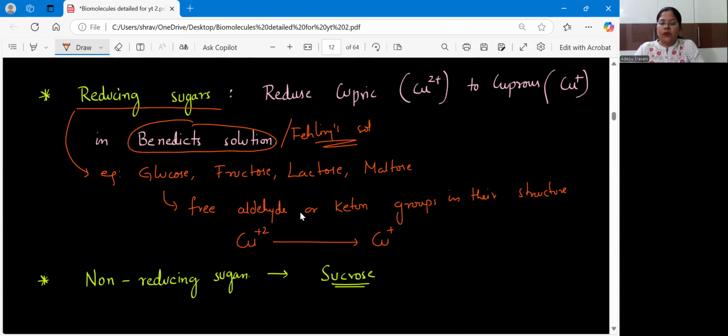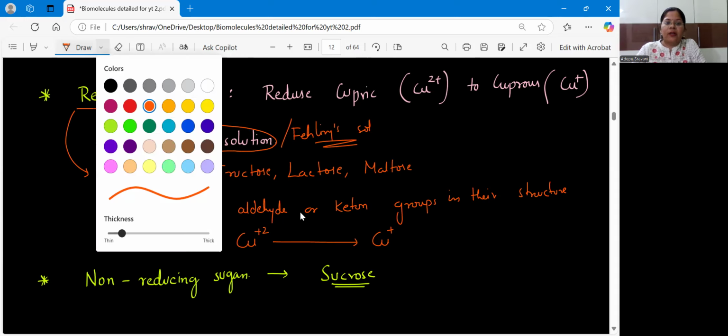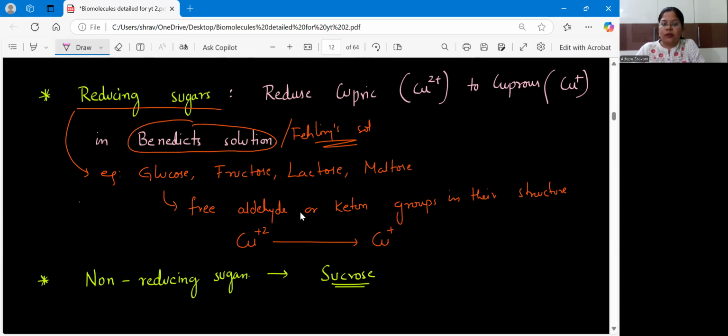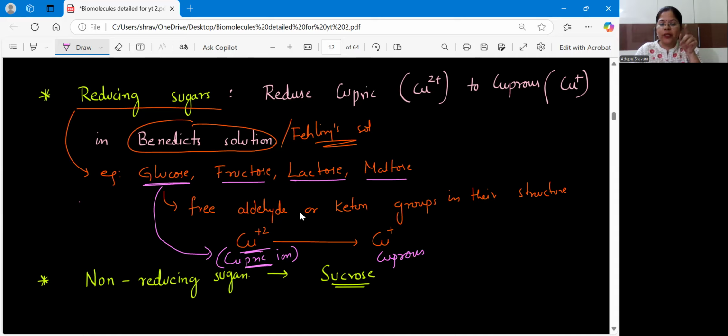solution. So, in these solutions, we have the copper solution, which is present in the form of cupric ions. Now, cupric ions will be Cu+2. Now, when these sugar molecules are added to the Benedict solution, these sugars will convert cupric ions to cuprous. So basically, they are reducing cupric ions to cuprous ions. Hence, we call such sugars reducing sugars.